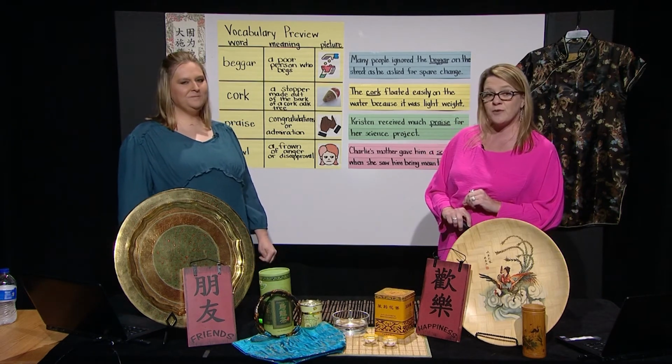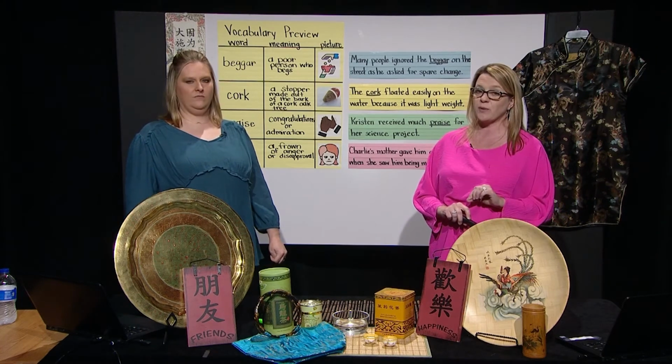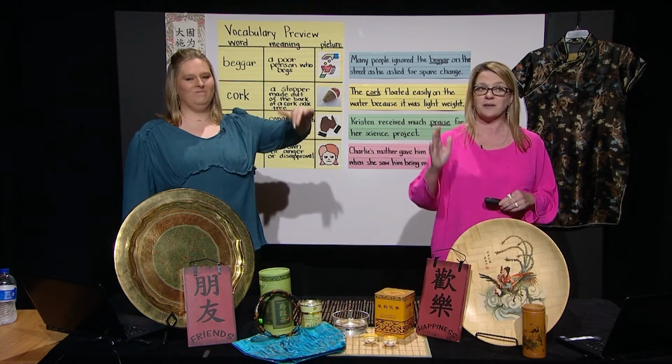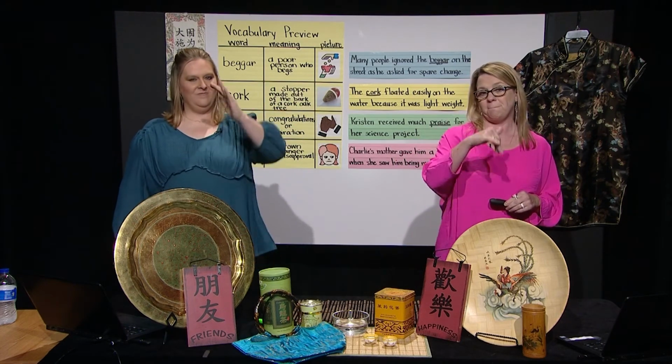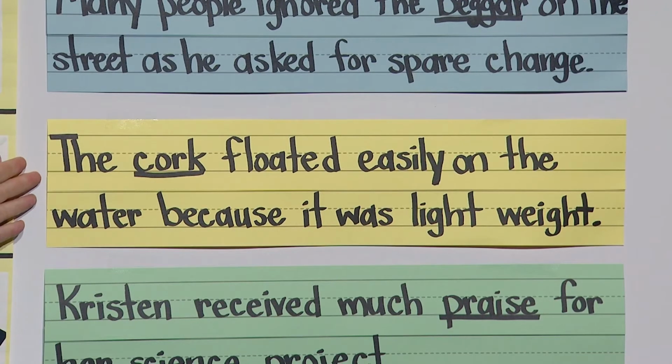To help us remember this word, let's pretend that we are the cork as it's floating up and down on the water. The anchor chart sentence says, the cork floated easily on the water because it was lightweight.